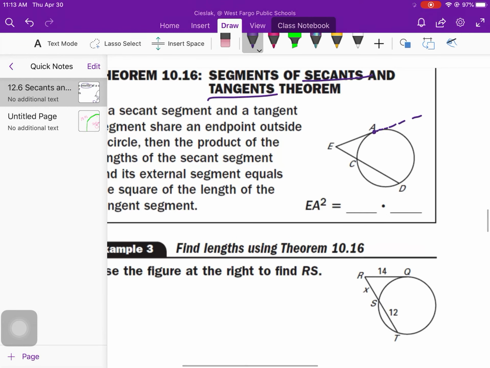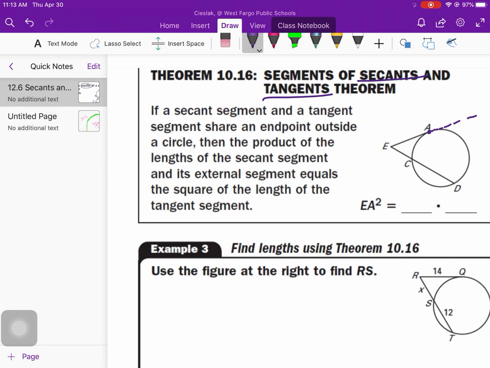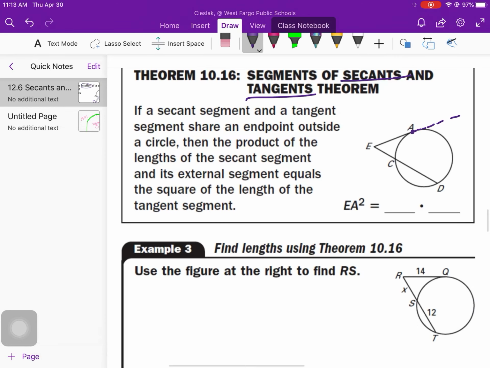So this one says if a secant segment and a tangent segment share an endpoint outside of the circle, so right there, then the product of the lengths of the secant segment and its external segment equals the square of the length of the tangent segment.